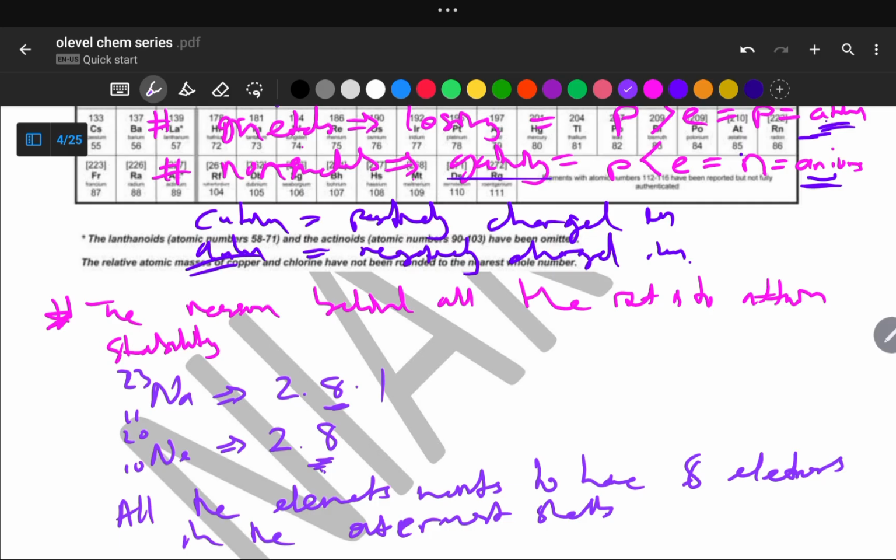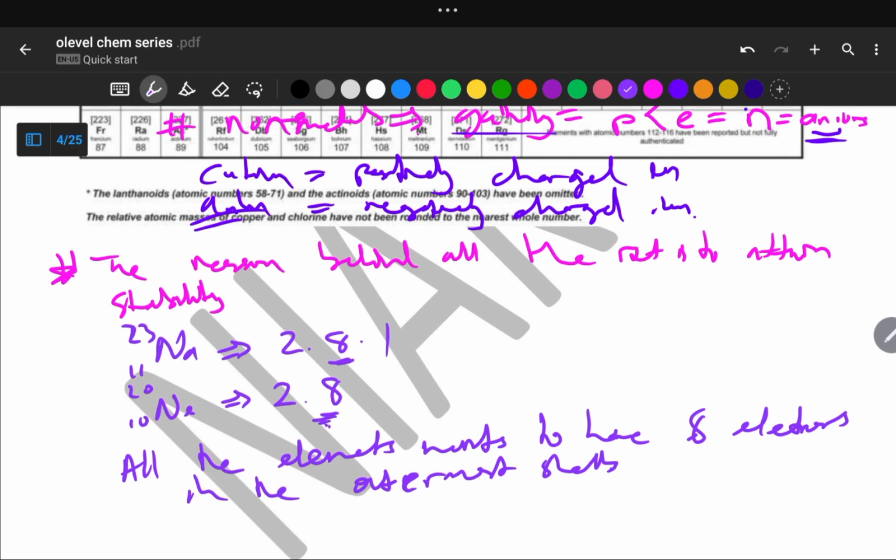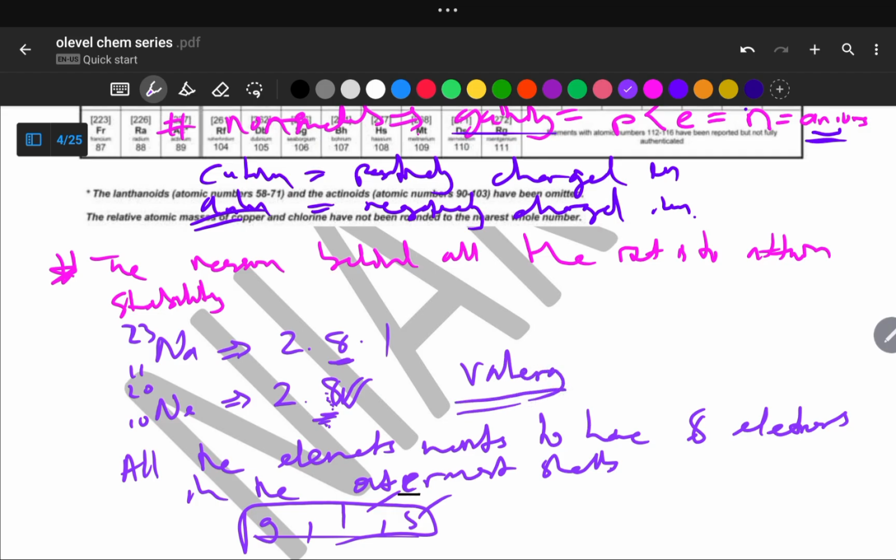So they will react either by gaining, by losing, or by sharing electrons. So atoms react either by gaining, by losing, or by sharing electrons, so that they will attain the stable noble gas electronic configuration. So this is what we call the stable noble gas electronic configuration, having 8 electrons in the outer shell, the valence shell. So we have valence and then valency, the combining power, right?